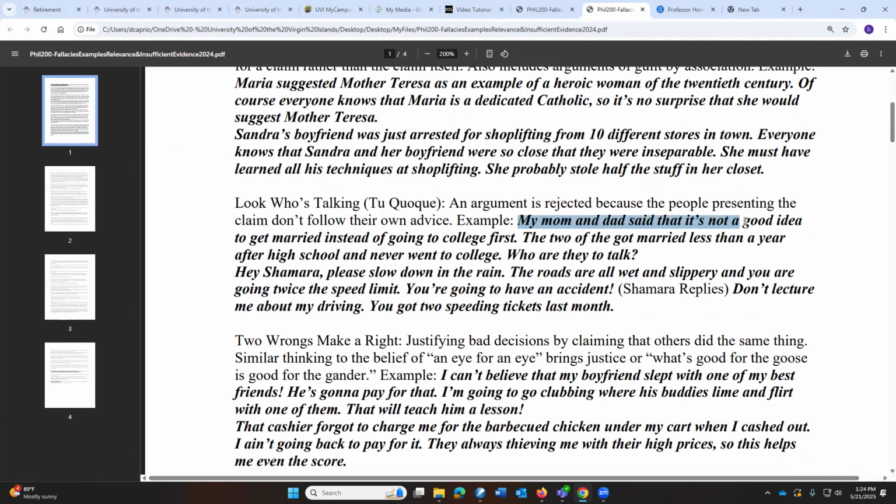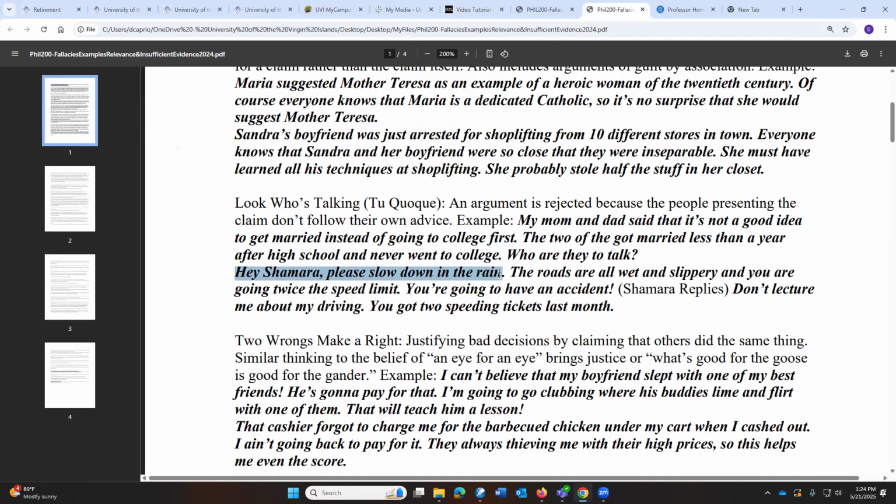My mom and dad said it's not a good idea to get married instead of going to college first. The two of them got married less than a year after high school and never went to college. So who are they to talk? Well, just because your mom and dad didn't actually follow that advice doesn't necessarily mean it isn't good advice, right? So we have to look at the advice on its own merit rather than worry about the fact that the people saying it don't follow it.